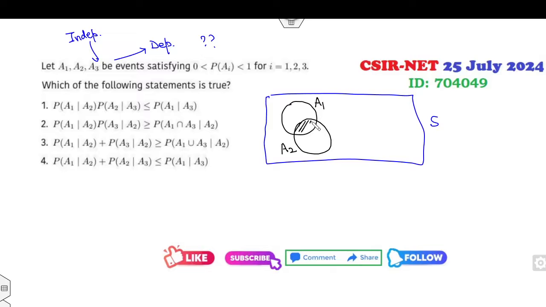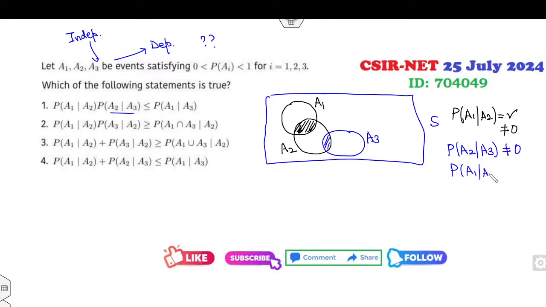So this is A1 intersection A2 divided by P(A2), so I can say the probability of A1 given A2 has some non-zero value. I also need A2 given A3, so I choose A2 given A3. Again, A2 given A3 is non-zero. But for A1 given A3, you can see that I can choose any of these three sets. So clearly, what is the value of A1 given A3? Because the intersection is phi. A1 intersection A3 is phi.